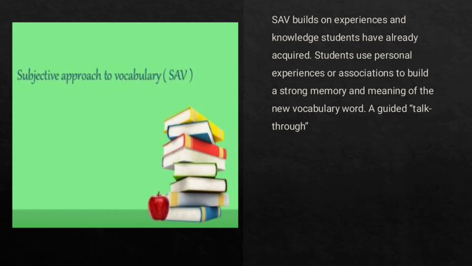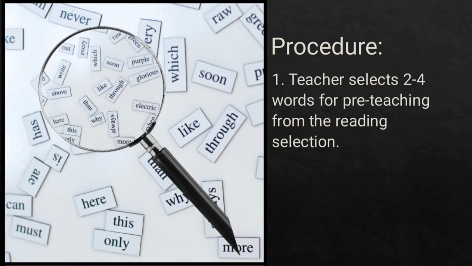That could be one of the roles of our teacher. So I have here the procedures for the teachers on how to do it. So procedure number 1. Teacher selects 2 to 4 words for pre-teaching from the reading section. So this one, the teacher should have a book or material or even a newspaper that will do, and the teacher will select 2 to 4 words that are unfamiliar to the students.